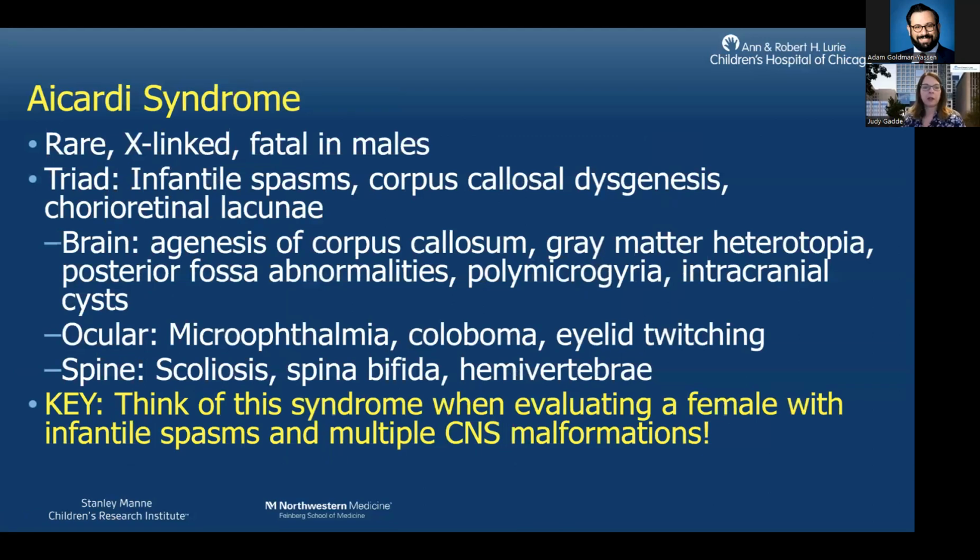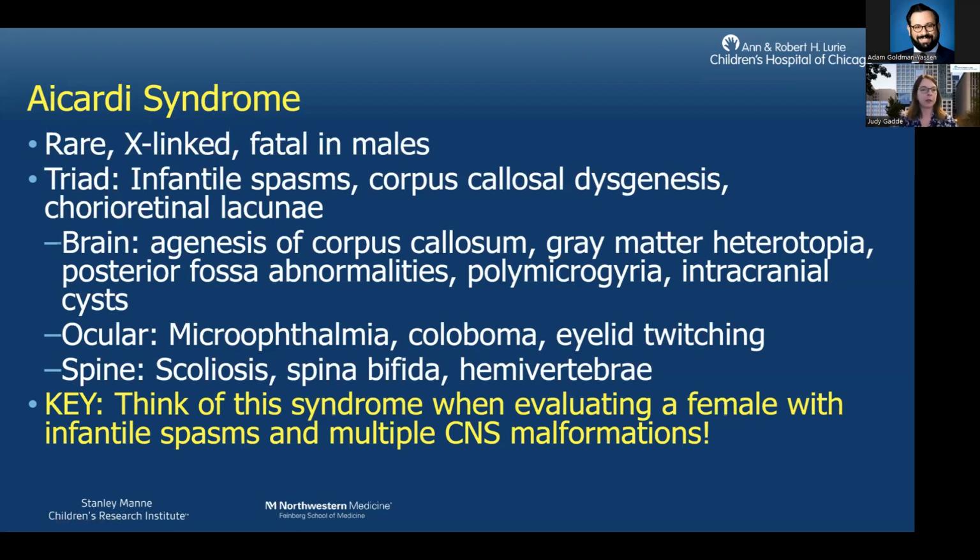And then I also want to talk about Aicardi syndrome. So in the literature, it says this is rare, but I feel like I see multiple cases a year. It is important to remember that it's X-linked because since it is X-linked, it's fatal in males for the most part. And the classic triad that they have is infantile spasms, corpus callosal dysgenesis. So dysgenesis meaning it could be agenesis or just partially developed. And then something we won't see, but chorioretinal lacunae.